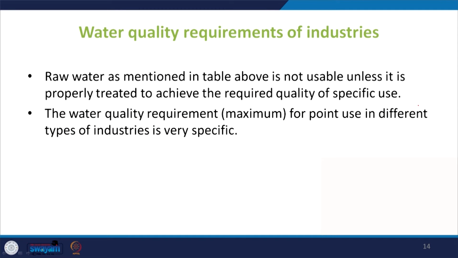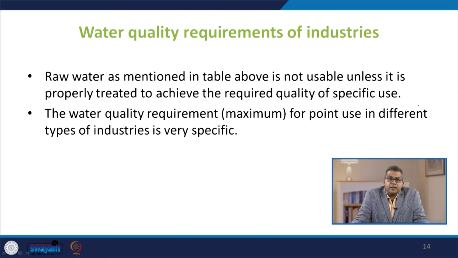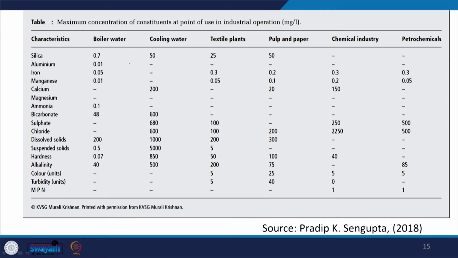Now raw water, as we mentioned in the previous table, is not at all usable unless it is properly treated to achieve the required quality for a specific use. The water quality requirement at point of use in different types of industry is very specific. Here you see again the maximum concentration of constituents at point of use in industrial operation. If we talk about silica, in the boiler water it should not be more than 0.7 milligram per liter, and similarly for the textile plant it should be 25 milligram per liter. Similarly, if we randomly pick bicarbonate, for boiler water the maximum desirable concentration is 48 milligram per liter, whereas in cooling water you can have 600 milligram per liter.